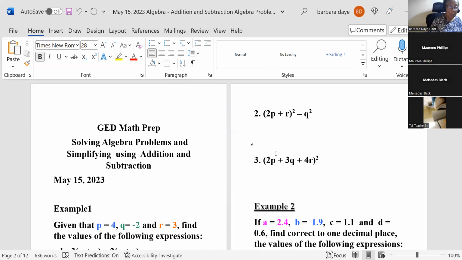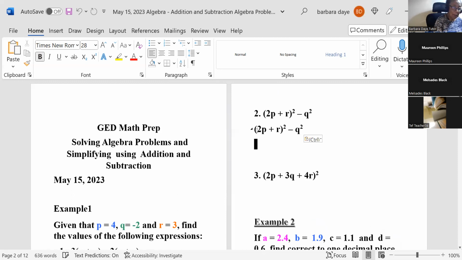Have you made your substitution? Maureen, you're not quitting on me, are you? You've got 2P. Put the 4 there. So 2 times 4 is 8. Once you put the 4 in, Maureen, it's just 8. And then for the R, put the 3 here.